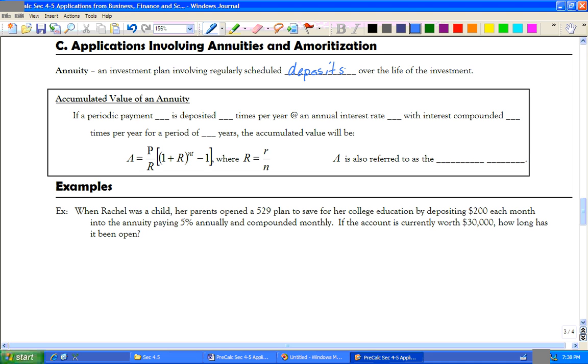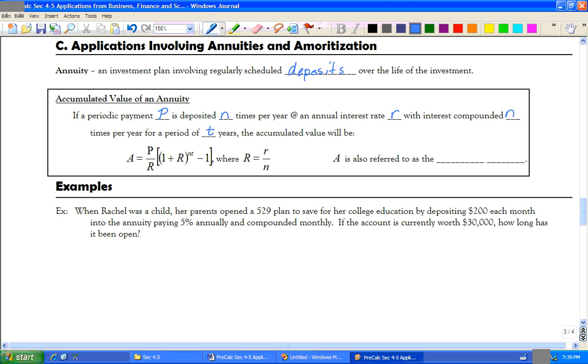Well, not all accounts work that way. Sometimes you want to put amounts in deposits over a regular period of time. So for the accumulated value of an annuity, we have a periodic payment, capital P, and it's deposited N times per year at an annual interest rate R with an interest compounded N times per year for a period of T years. And here is our big equation.